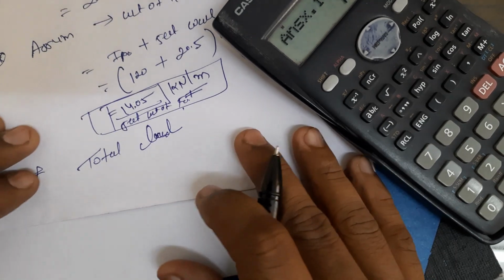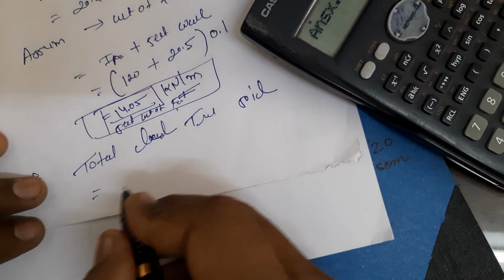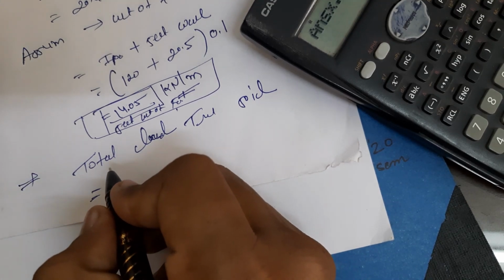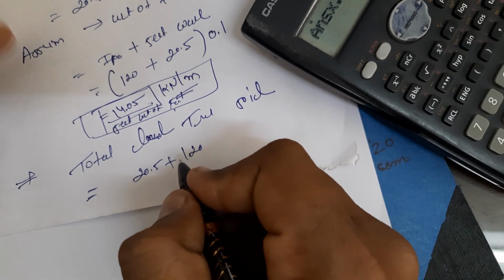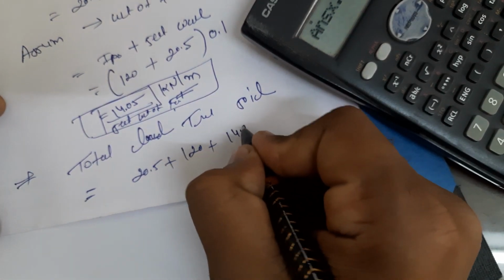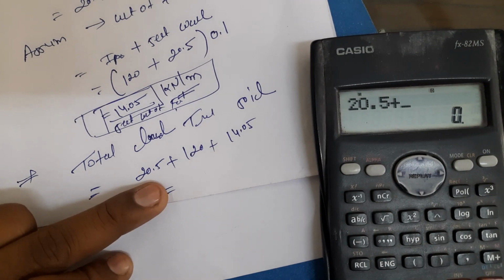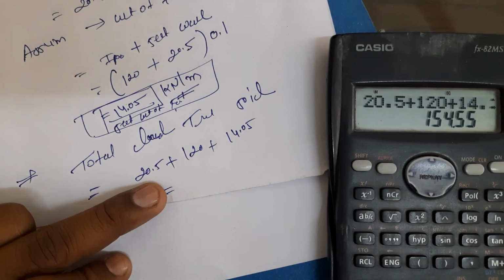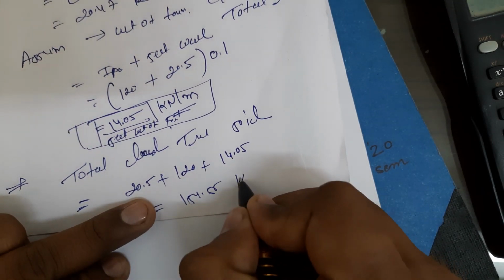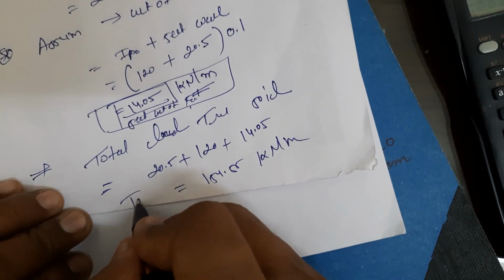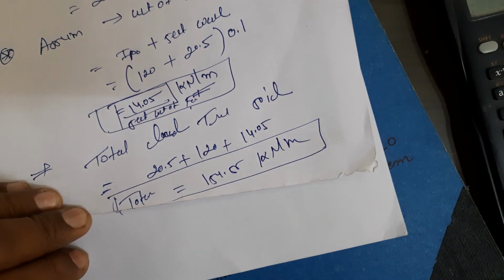Now find the total load transferred to the soil. Add all the weights: first the self weight of the wall, 20.5, plus the superimposed load, 120, then the assumed foundation weight, 14.05. So the total is 20.5 plus 120 plus 14.05, which is 154.55 kilonewton per meter. This is the total load transferred to the soil. Understood? 154.55 kilonewton per meter.